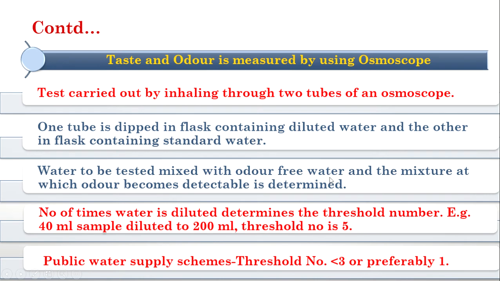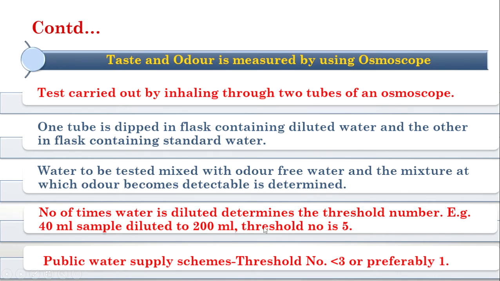So we'll mix the water with odor-free water, and we will see at which dilution the smell becomes detectable. And the number of times water is diluted determines the threshold number. There will be a number known as the threshold number. So first of all, we will dilute this water. How many times we dilute this water is known as the threshold number.